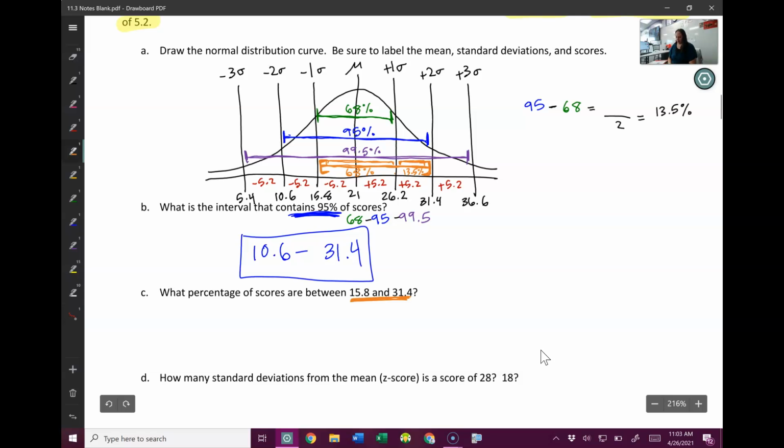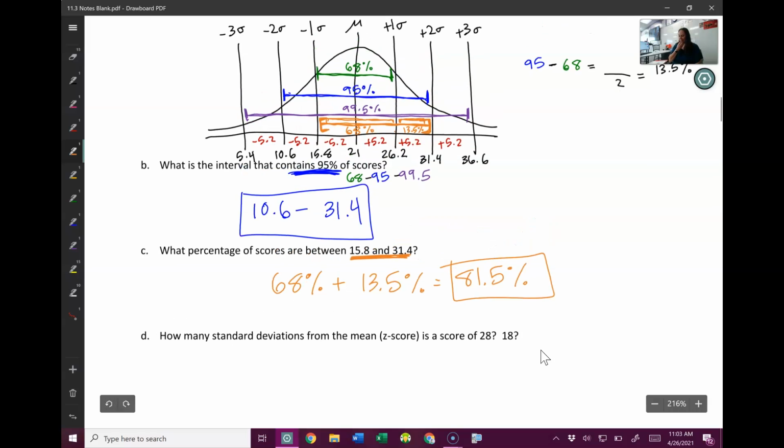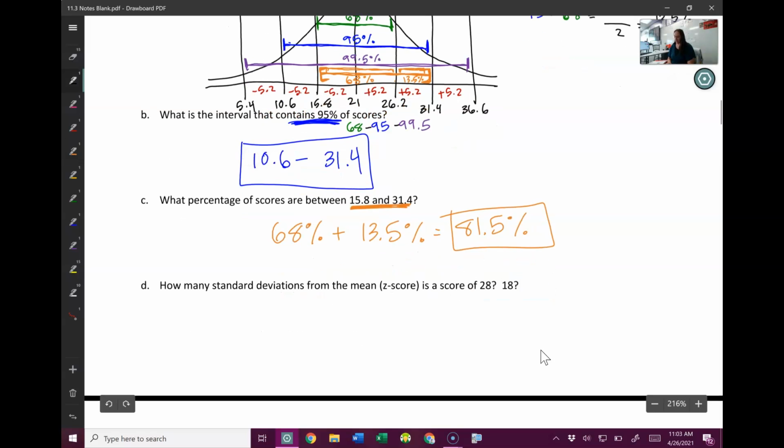So now we can go back. We had 68% plus the 13.5 that we just got is going to be 81.5%. So 81.5% of students score between 15.8 and 31.4. Okay, last question. How many standard deviations, aka the z-score, is a score of 28 and 18?